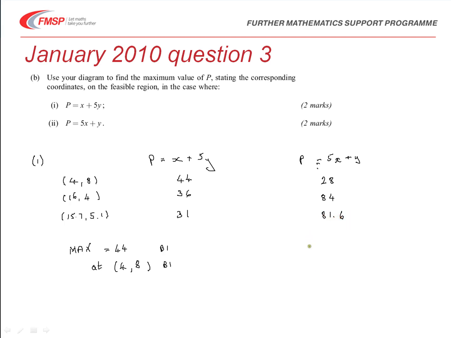So this time we can see that our maximum is equal to 84, and that is at the coordinate 16, 4. Once again, you must make that statement. Just doing a table of values without interpreting what that is showing is not going to be of any help to you. So again, you get 1 mark for that statement and 1 mark for stating the vertex.